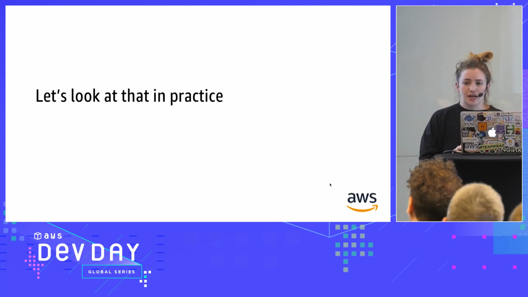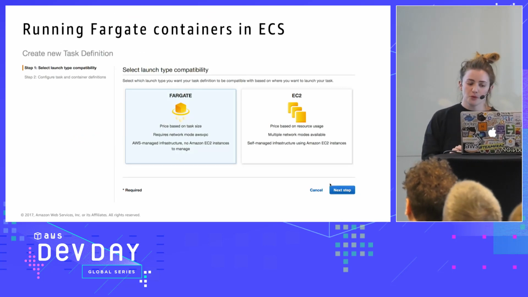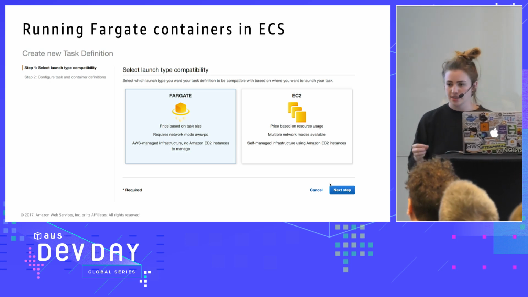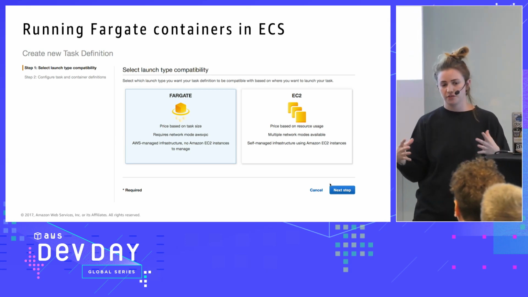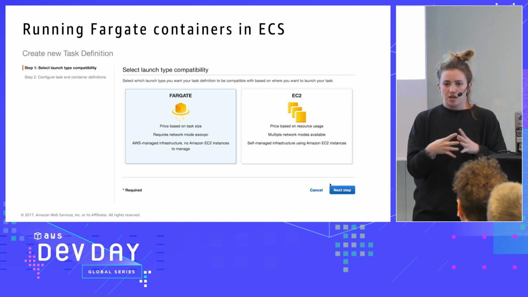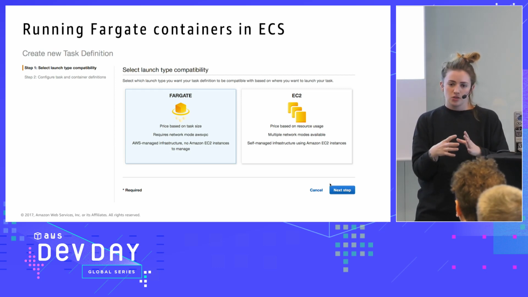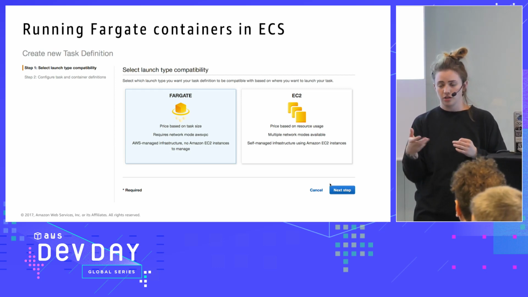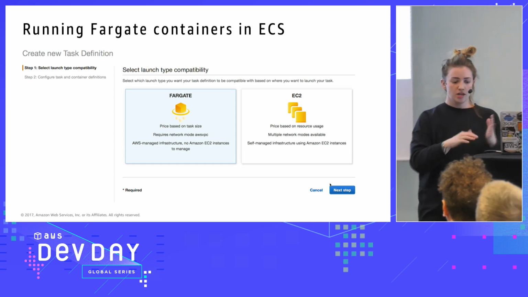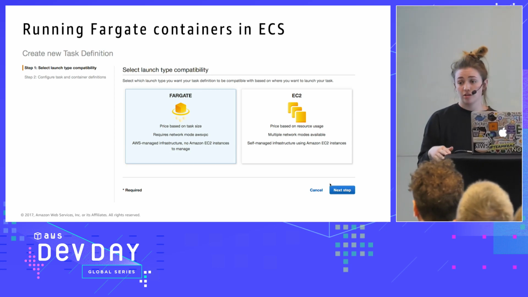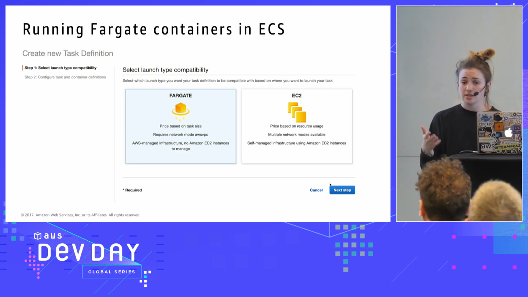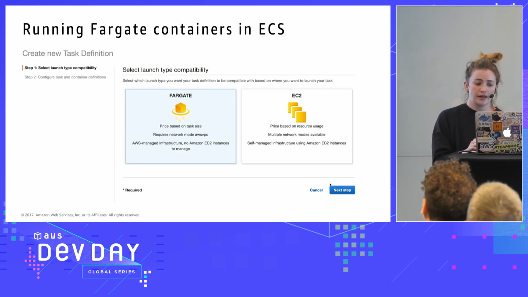So what does that mean in practice? Running Fargate containers in ECS, and we'll look at what the building blocks of this are, ends up being a very similar piece to what you do with ECS or later with Kubernetes. But it's just the description of your job. And in our case, that's a container. So for ECS, it's called a task definition.